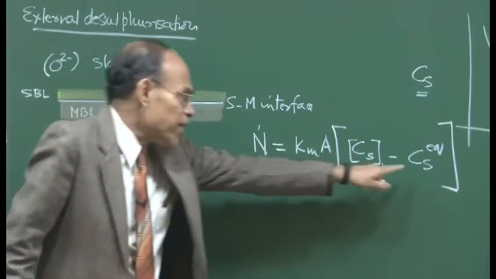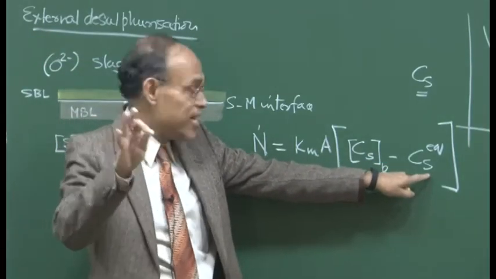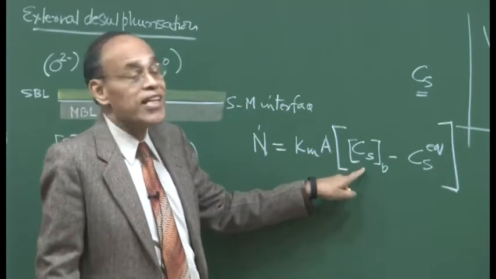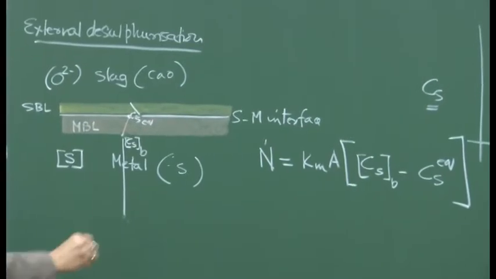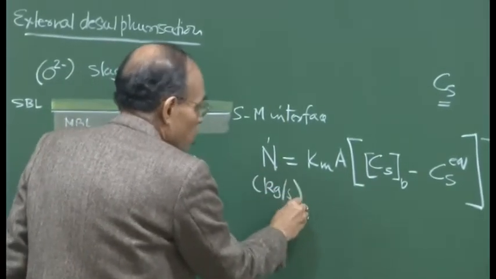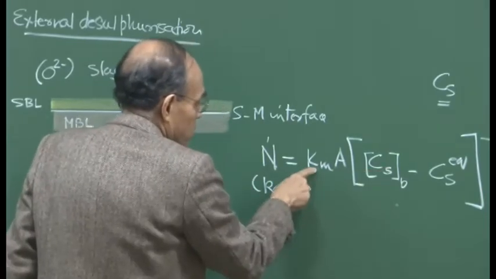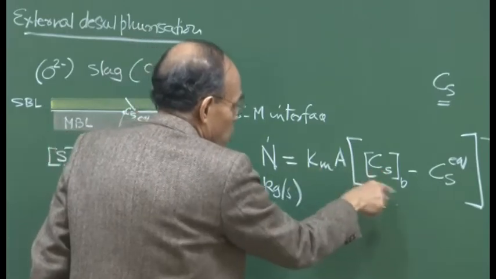This concentration is fixed because I have assumed the reaction to be at equilibrium. This is an idealization. This concentration is changing as a function of time. And if you now consider, you can write that, and these units are all kg per second. So, this is kg per meter cube, and this is the mass transfer coefficient, meters per second, this is meter square. So, this becomes kg per second.